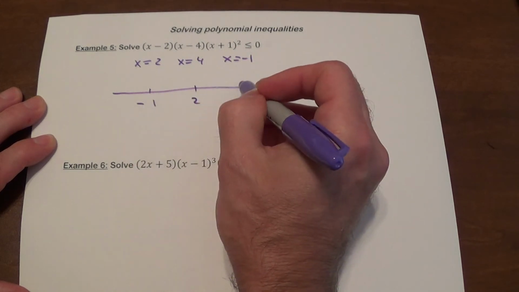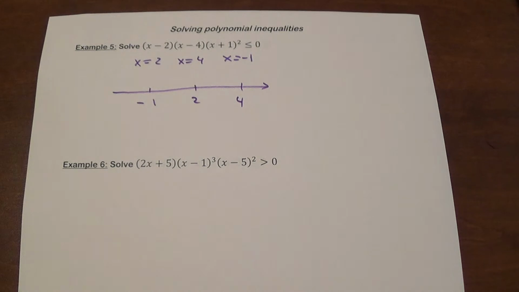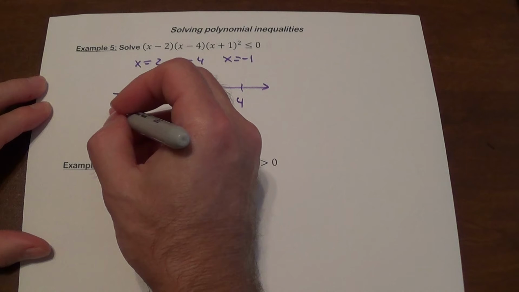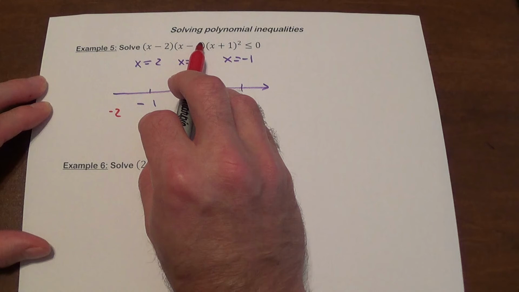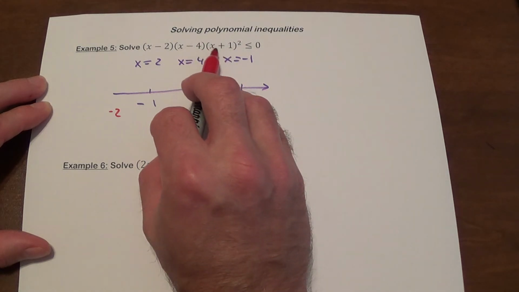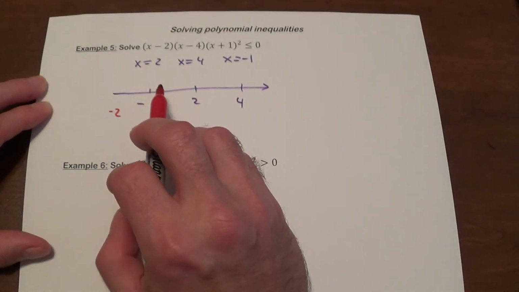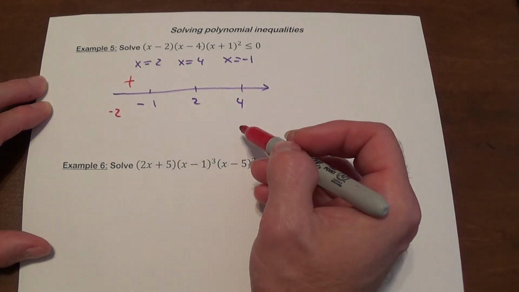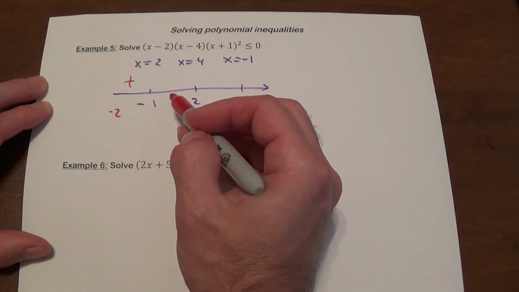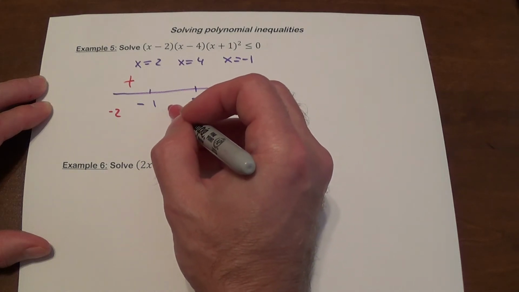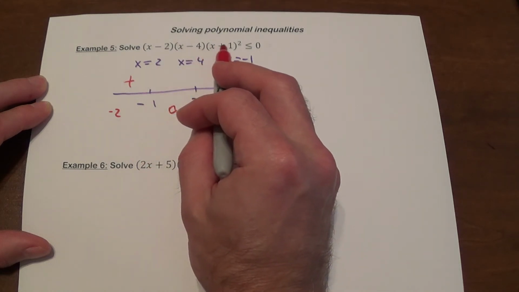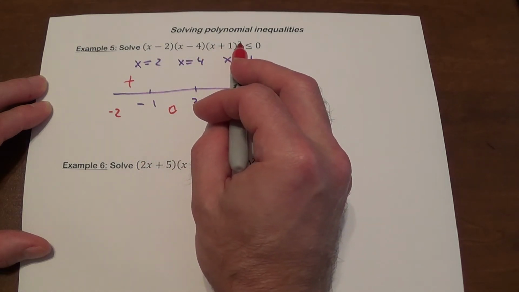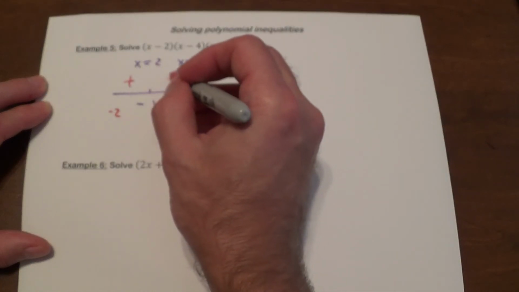-1, 2, and 4. Let's figure out the signs. See what happens to the left of -1. Let's go with -2, for example. So -2 minus 2 is negative, -2 minus 4 is negative, so negative, negative so far. This is always going to come out to be positive. So negative, negative, positive is actually going to give you a positive sign here. What happens on the other side of -1? Well, let's go with 0. 0 minus 2 is negative, 0 minus 4 is negative, 0 plus 1 is positive, squared still positive, so negative, negative, positive is also plus.